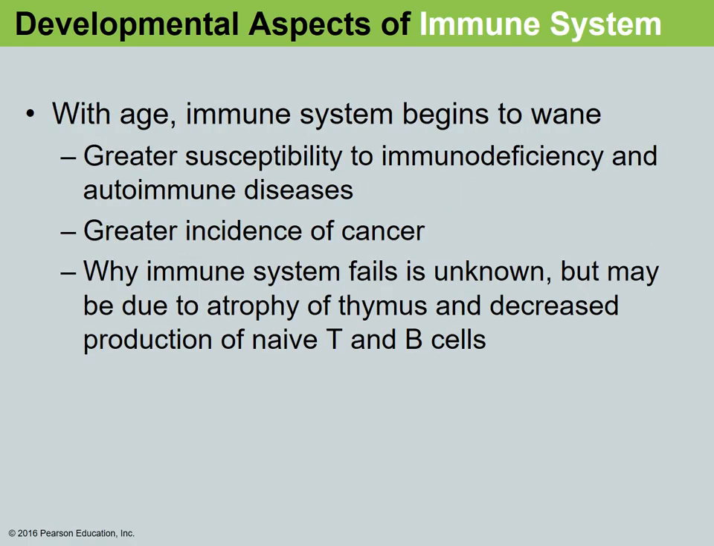As we age, it seems like everything tends to slow down. There tends to be increased susceptibility to autoimmune diseases and immunodeficiency diseases as we age. There also seems to be a greater incidence of cancer as we age. Why the immune system tends to fail as we get older, we don't really know. We do know that the thymus atrophies and gets smaller as we age, and there's a decrease in production of those immature T and B cells, so that may play a role as well.